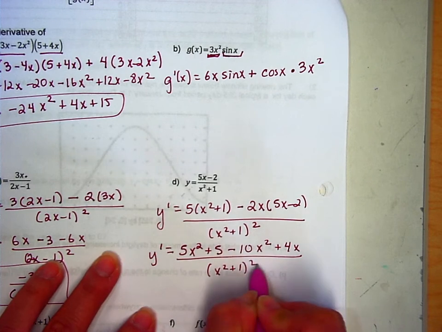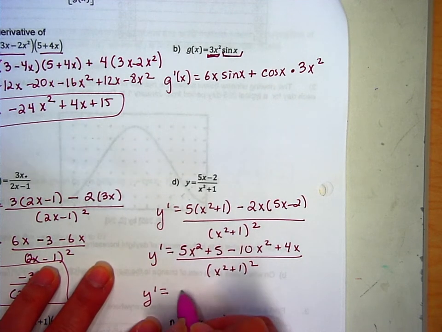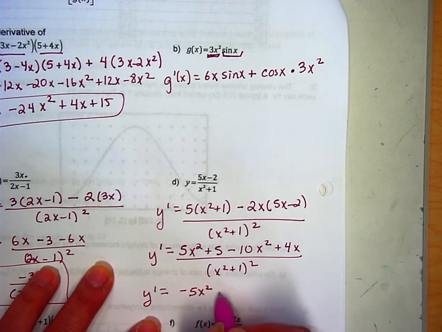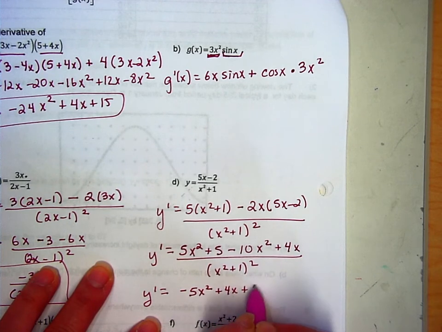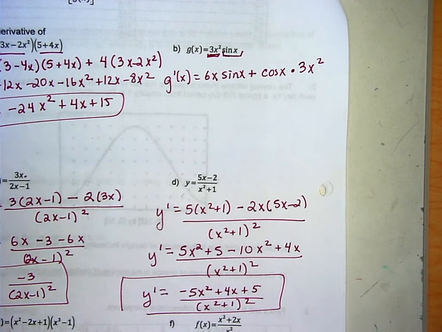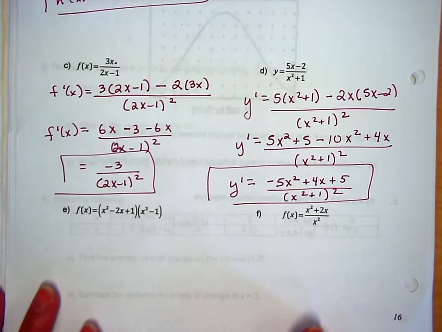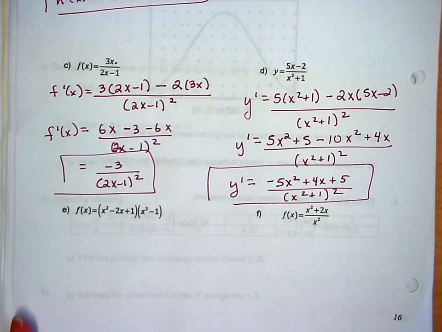Denominator, clean up the top, and my final answer should be negative 5x squared plus 4x plus 5 all over x squared plus 1 squared. There's my derivative. Okay, last two problems. Why don't you pause the video, try these two on your own, and then replay the video to check your answers.